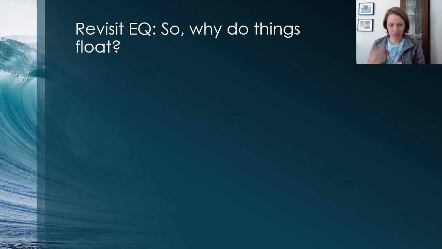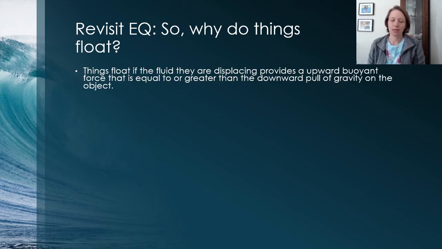Okay, so we're going to take some time now to revisit our essential question, which is, why do things float? And I think the more complete answer that I would give is that things float if the fluid they are displacing provides an upward buoyant force that is equal to or greater than the downward pull of gravity on the object. That's decidedly not a middle school answer, but let's see if we can get back to our middle school answer. Basically, if buoyant force is more than gravity, we're going to be floating.